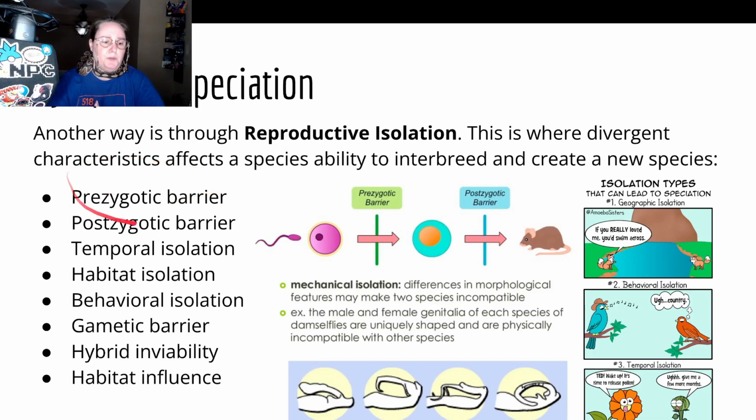There's a good example of a prezygotic. So something like non-disjunction, stuff like that. Postzygotic mutations can arise. That's another one right here.